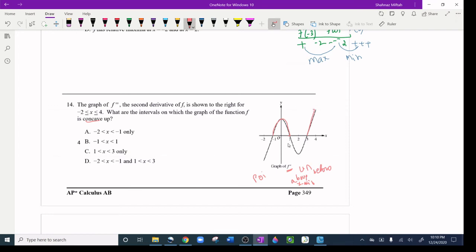infinity or somewhere. So let's try negative 2 and negative 1, that's below the x-axis. It's not concave up, it's concave down. So that one is not true. Negative 1 to 1, that's true. 1 and 3, no, that's concave down. Negative 2 and negative 1, no, that's concave down. They're asking only concave up. So the answer for 14 is B. They didn't mention 3 to infinity, but we know that's the only one true.